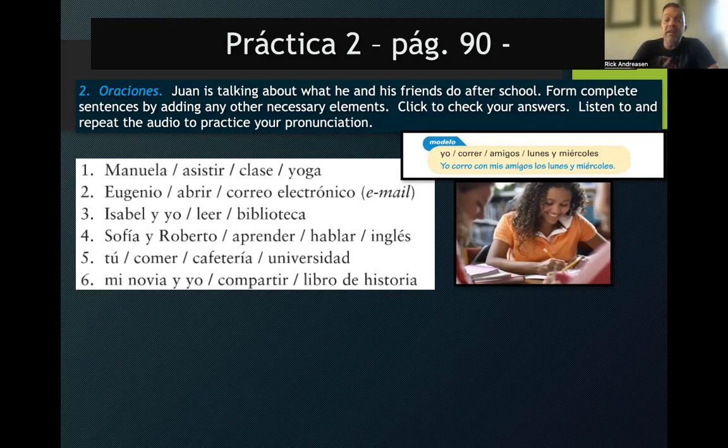So number your papers 1 through 6, write me 6 sentences, come back, and I'll give you some examples of the first sentence that came to me as I did this, okay?